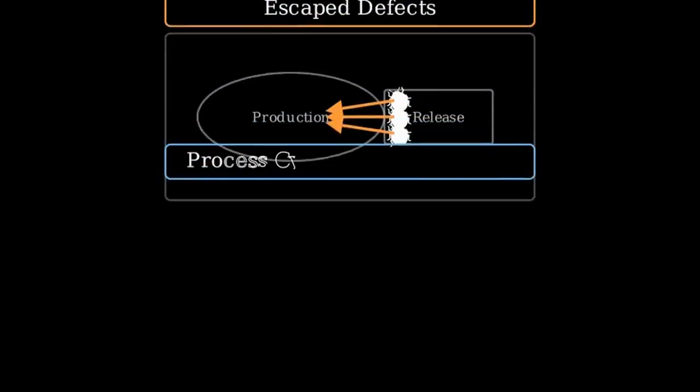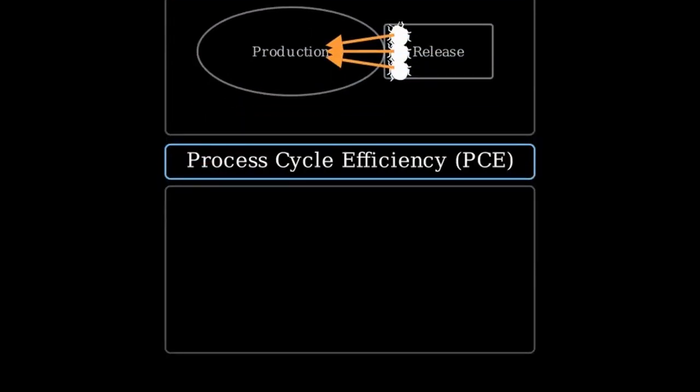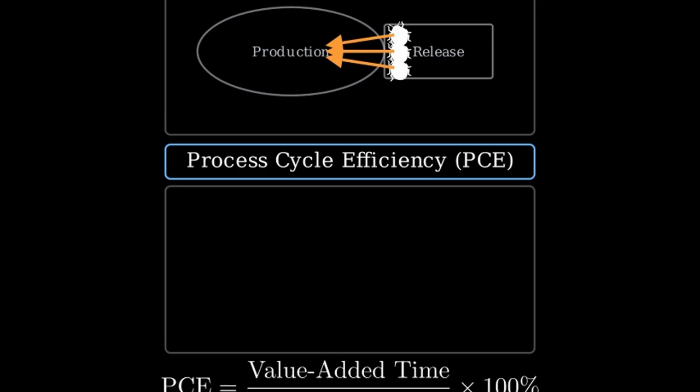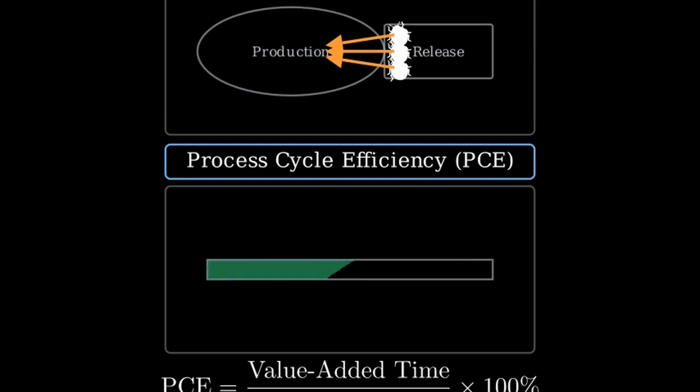Now, Lean metrics. Process cycle efficiency is the percentage of total lead time that is value-added work. Value-added time divided by total lead time, multiplied by 100%. Here is one timeline bar split into value-added work and waiting time.